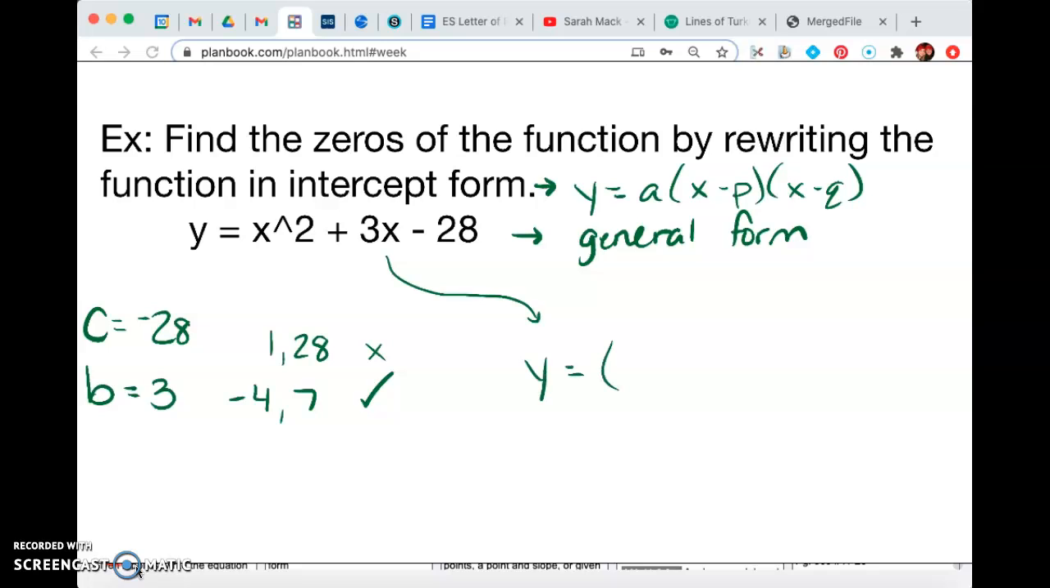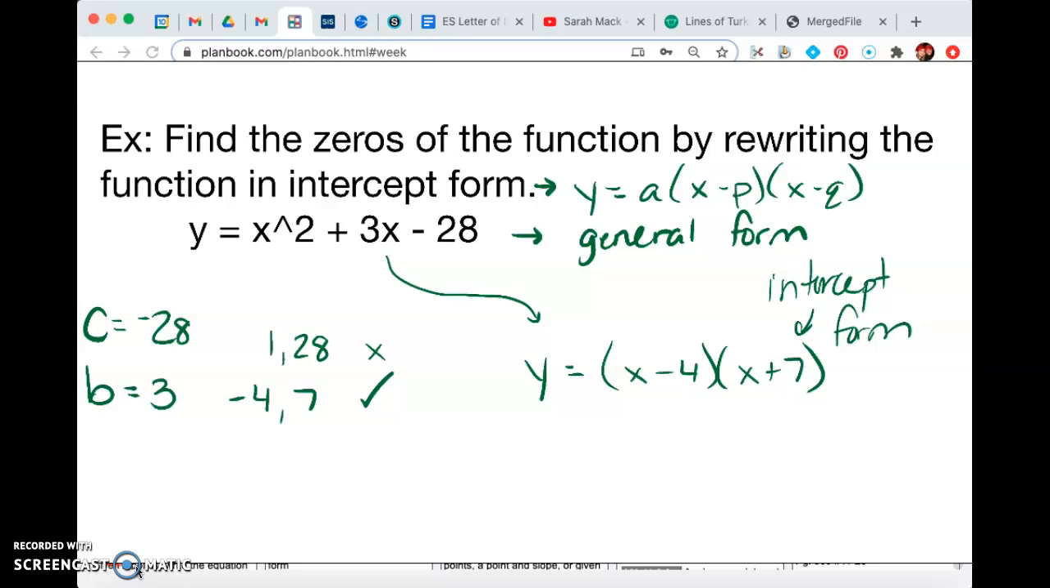y equals x minus 4 times x plus 7. So there it is in intercept form. It looks like intercept form, and then your A would just be 1. Right.